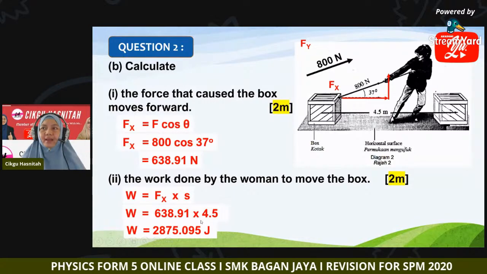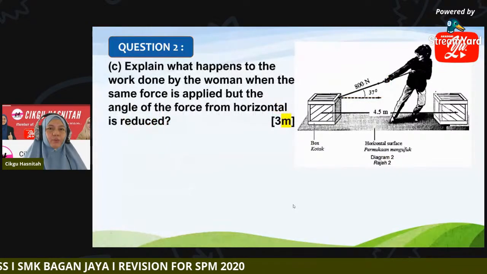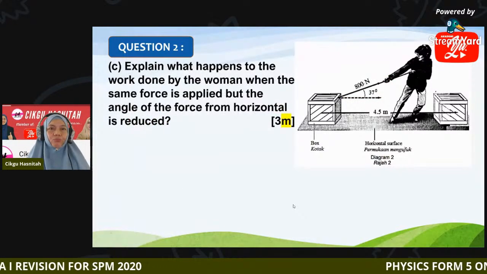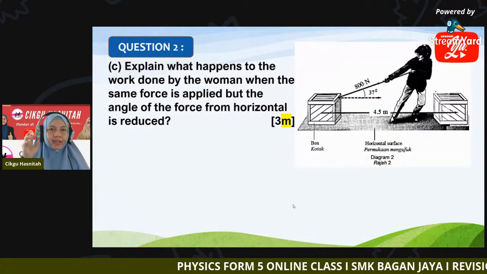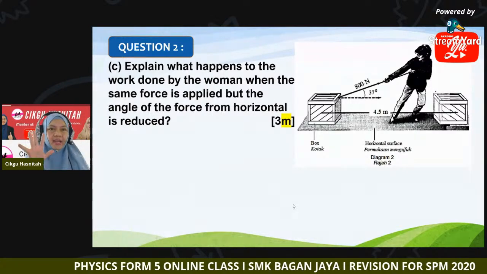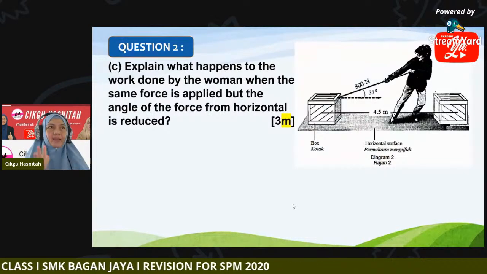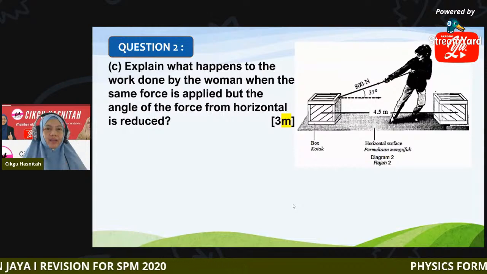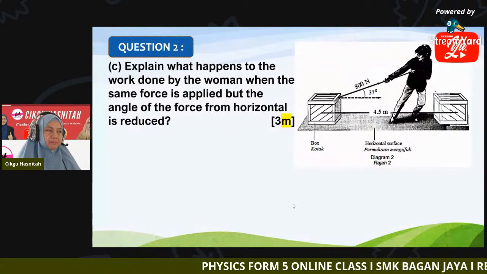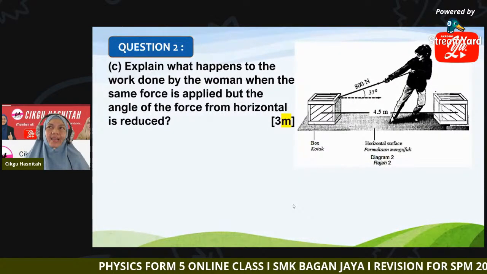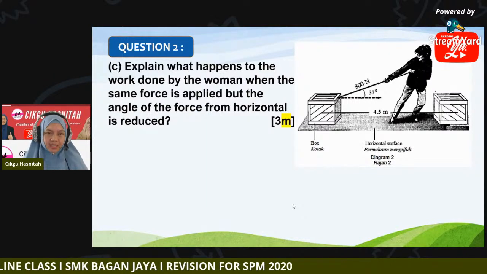Next, C, explanation, 3 marks. Explain what happened to the work done by the woman when the same force is applied. The force is still 800 Newton, but now the angle is reduced. The angle is now smaller than 37 degree. So what will happen to the work done? The work done greater or lower or no changes, or how?